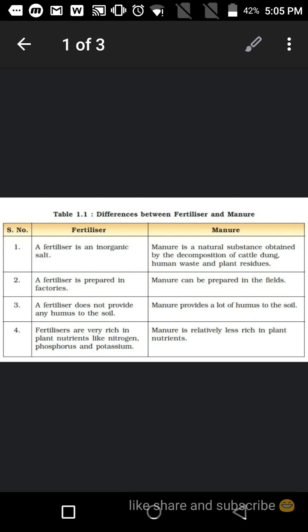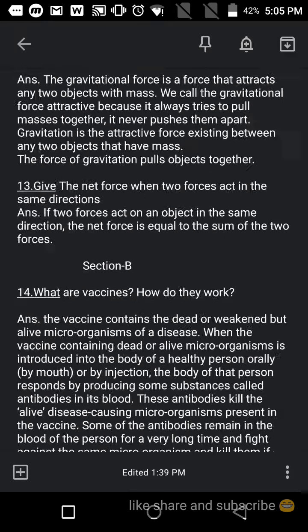Point number 2. A fertilizer is prepared in factories. Manure can be prepared in the fields. Point number 3. The fertilizer does not provide any humus to the soil. Manure provides a lot of humus to the soil. Point number 4. Fertilizers are very rich in plant nutrients like nitrogen, phosphorus, and potassium. Manure is relatively less rich in plant nutrients like nitrogen. Let's move on to the next question.